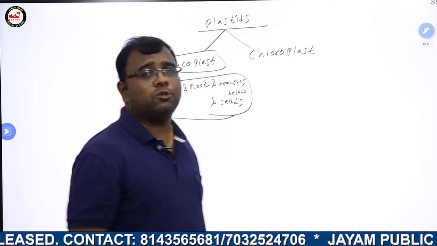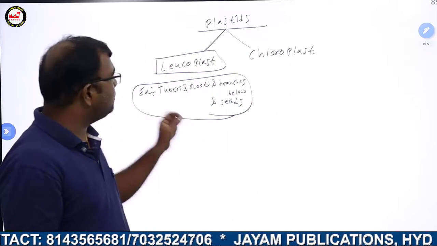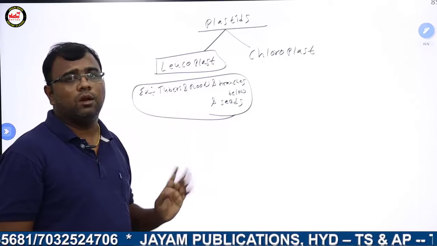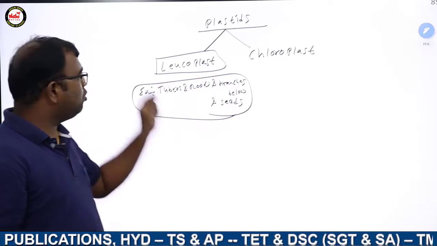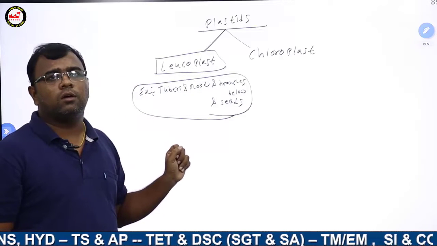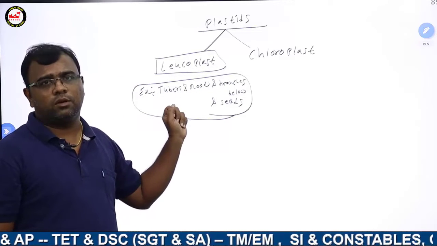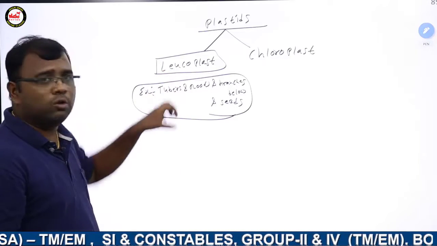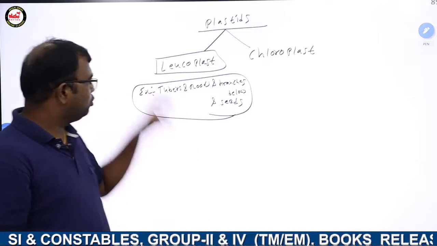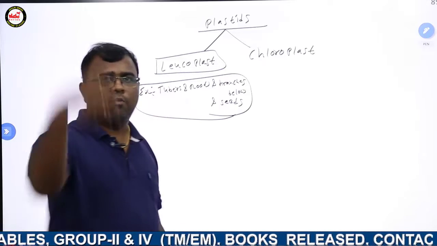In plant cells, the plastids are two types. The first one is leucoplast, the second one is chloroplast. The leucoplast is located in light absent parts. The light absent parts go to tubers and roots.